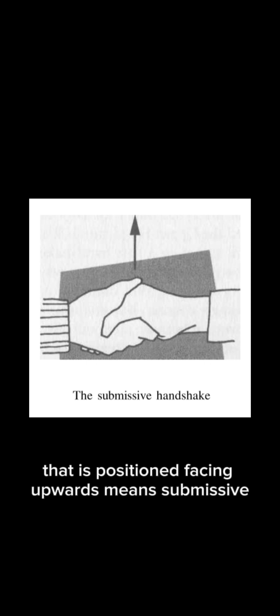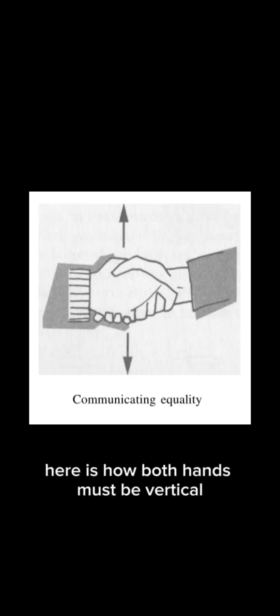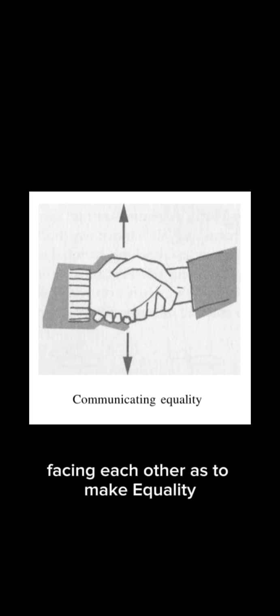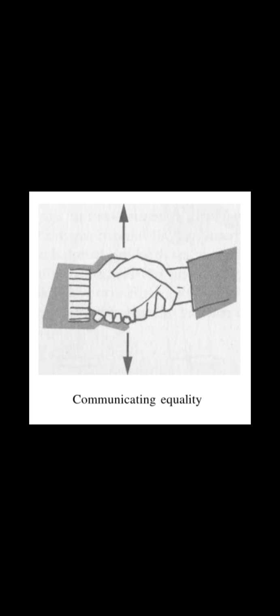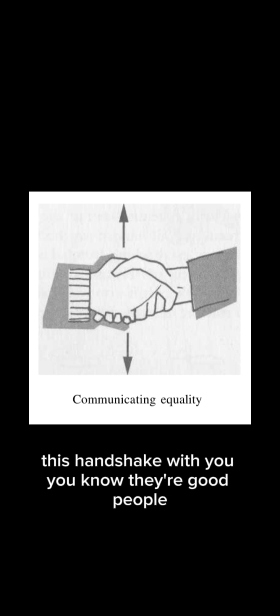This also works in reverse. A hand like this, that is positioned facing upwards, means submissiveness. Now, if you want to create equality, here is how. Both hands must be vertical, facing each other, as to make equality. If you're with someone who makes this handshake with you, you'll know they're good people.